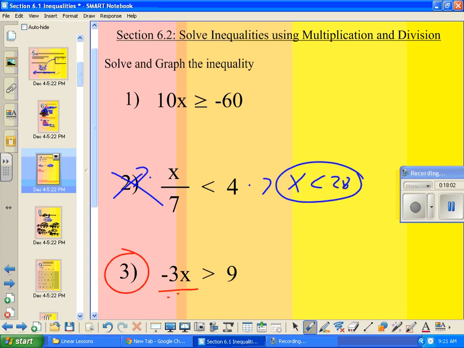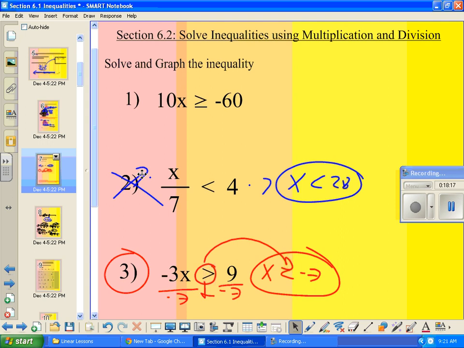Number 3, I have to divide both sides by -3. Since I'm dividing by a negative number, I have to switch this around, from greater than to less than. And that would make my solutions correct. In number 1, there's a negative number, but I'm still just dividing by +10. So I don't have to switch that inequality around. It's still x is greater than or equal to -6.